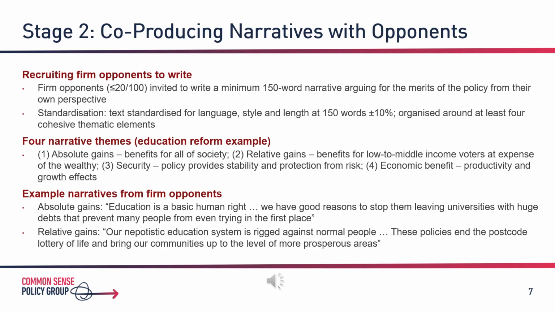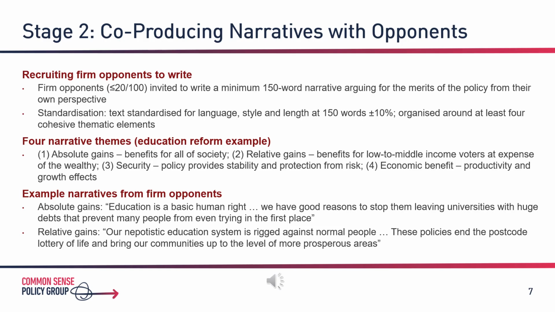Asking firm opponents to write persuasive arguments for the policy inverts this. The opponents are not being asked to change their minds. They are being asked to do a cognitive exercise. Imagine you were trying to persuade someone like yourself to support this policy. What would you say? The Mercier and Sperber theory predicts that this exercise, because it requires taking the interpersonal persuasion perspective rather than the intrapersonal confirmation perspective, will produce qualitatively different and more effective arguments.